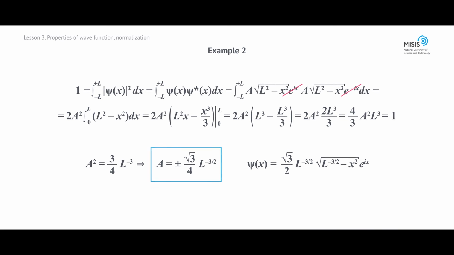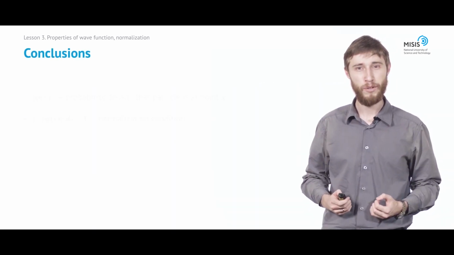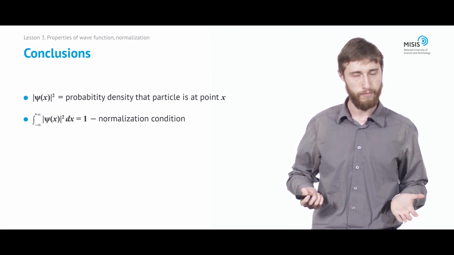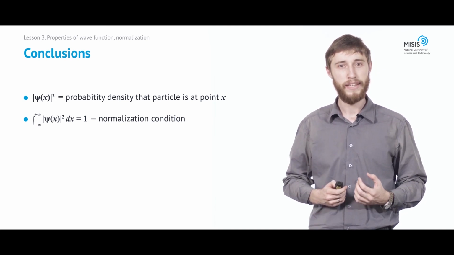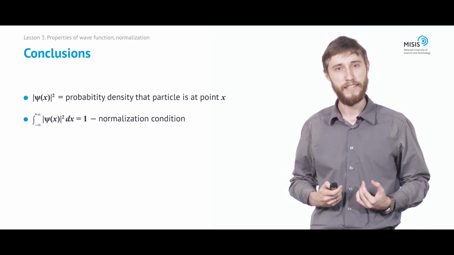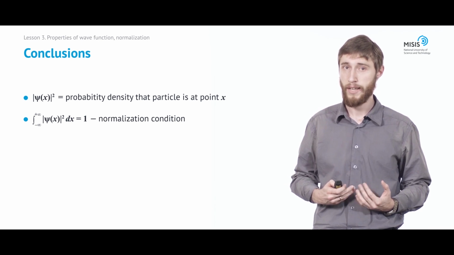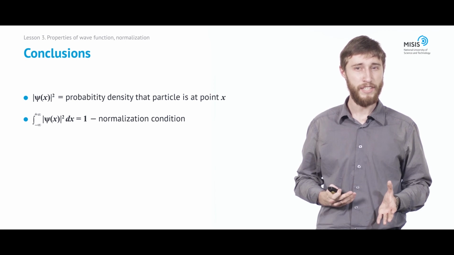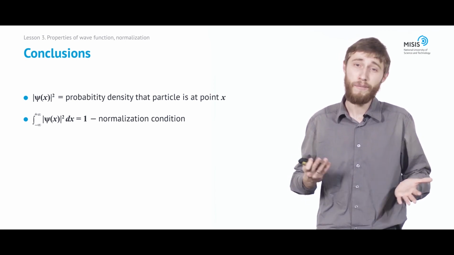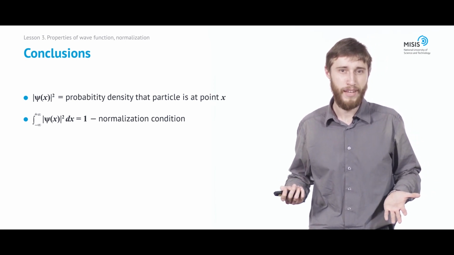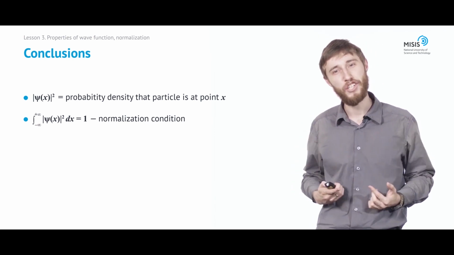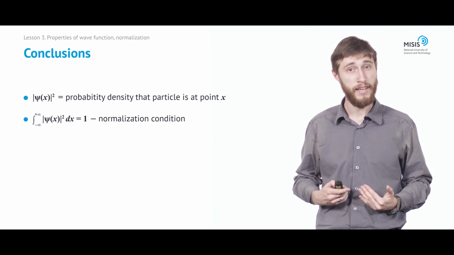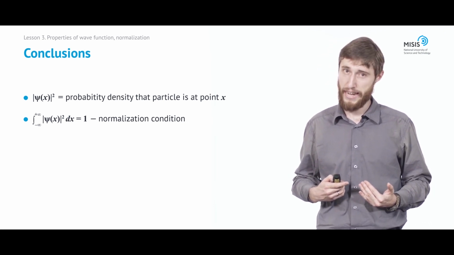In conclusion, in this episode, we have discussed the wave function and its physical interpretation. |Psi of x| squared gives the probability density of finding the particle at point x. Integrating the probability density over the whole space, we get the probability of finding the particle somewhere in space, which is 1. This is called the normalization condition. In the next episode, we'll discuss observable quantities and the corresponding quantum mechanical operators.